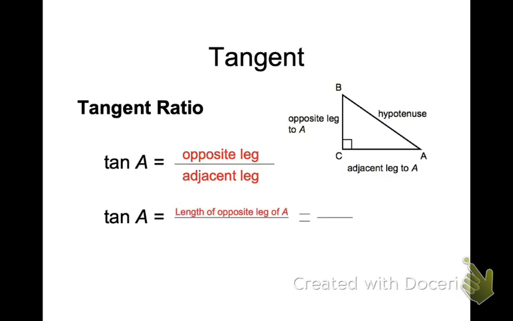Okay, I think this is already here. So the length of the opposite leg of A would be whatever BC is. So if A is my reference angle, and I go opposite of it, that takes me to side BC. My adjacent leg to A would be side AC. So if I was doing the tangent ratio of A, I would do whatever this length is, divide it by whatever this length is. Opposite over adjacent.